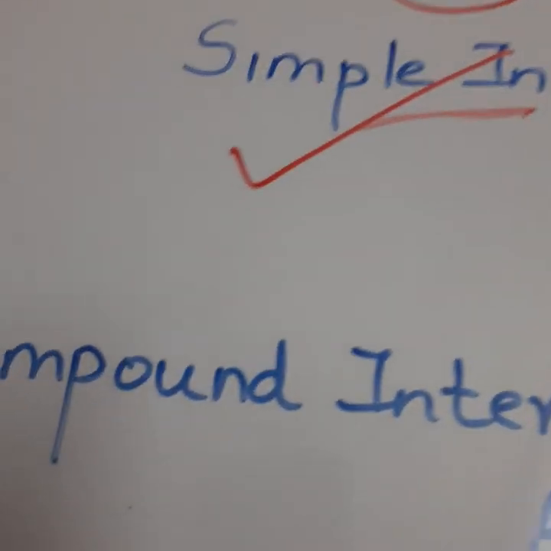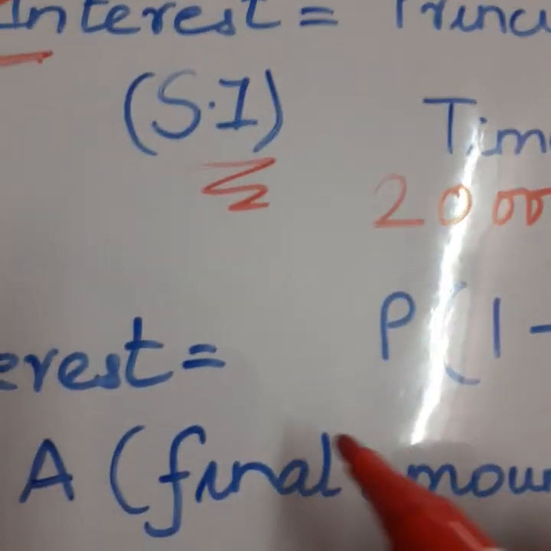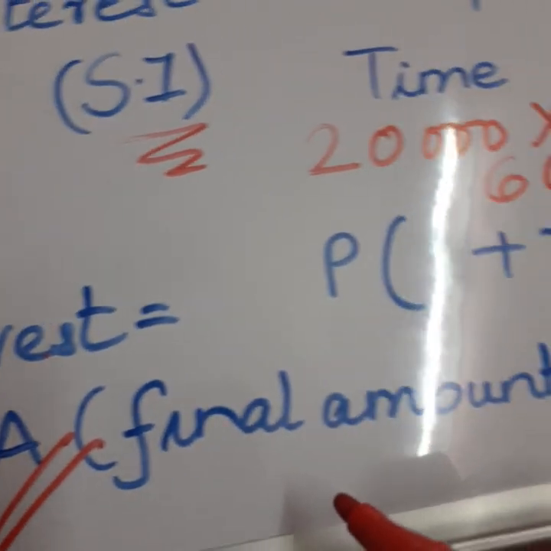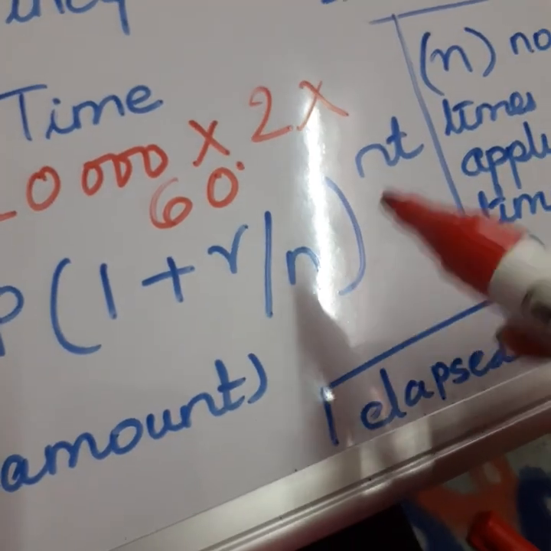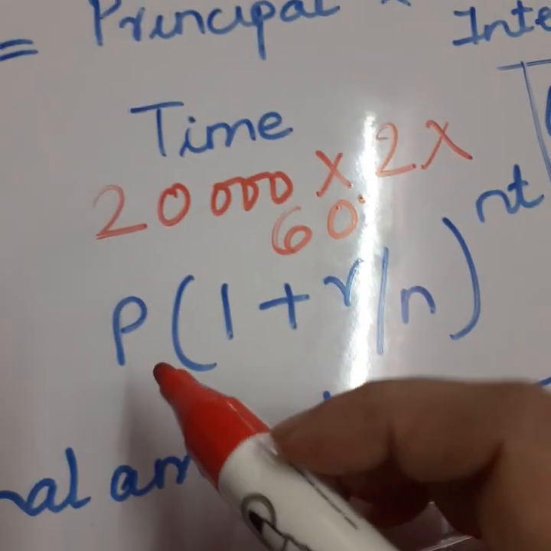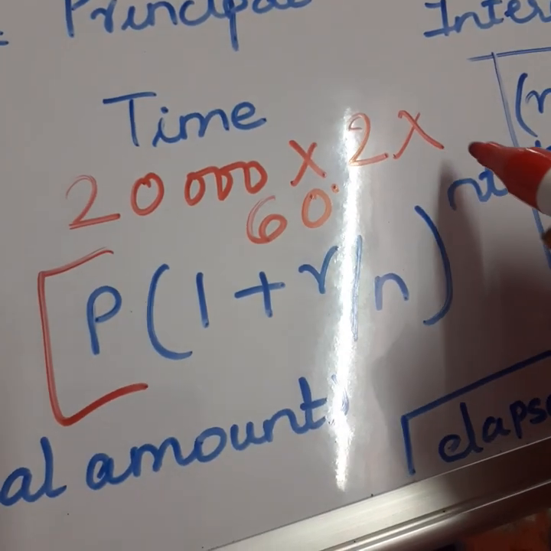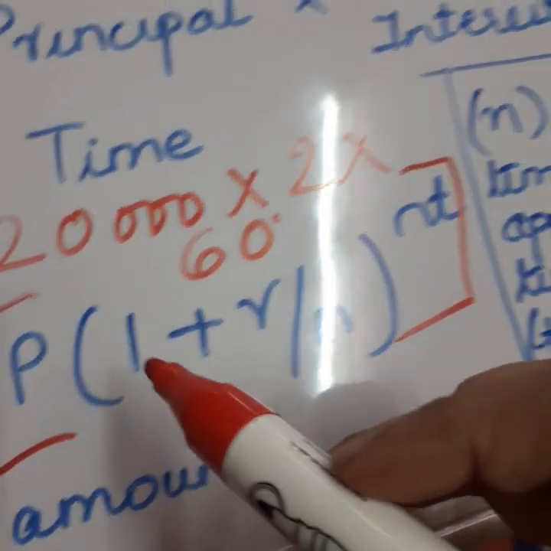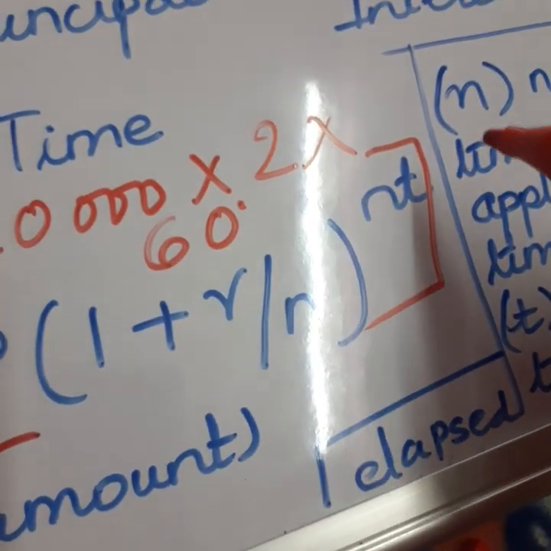The same thing with compound interest. Compound interest is coming as the A. Okay, you have to say it as A, that's the final amount. P 1 plus R by N, okay, NT. This is the formula of compound interest. A is the final amount, P is 1 plus R by N, this is R, okay, NT.